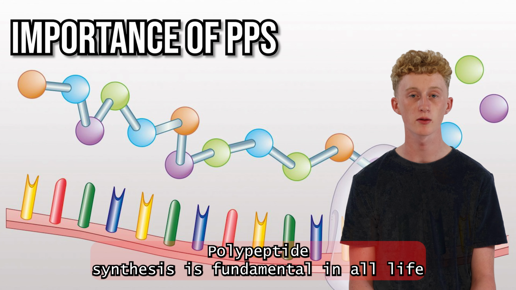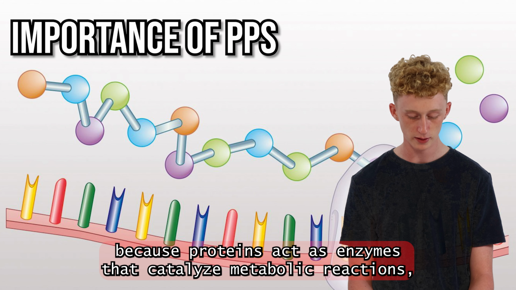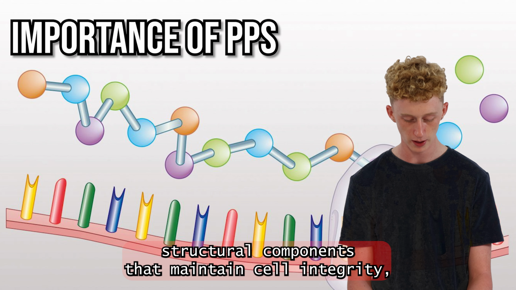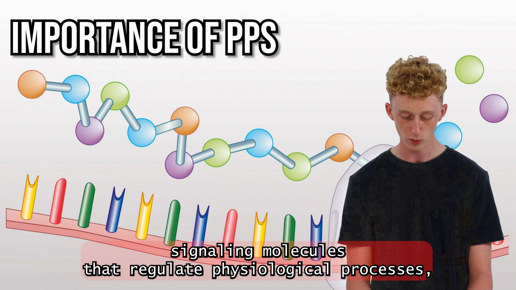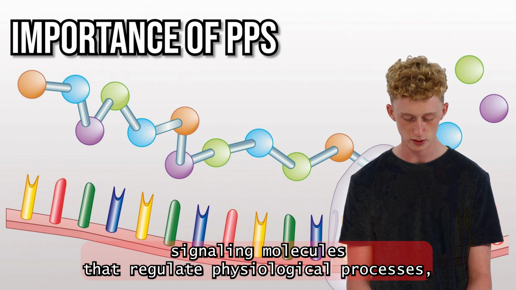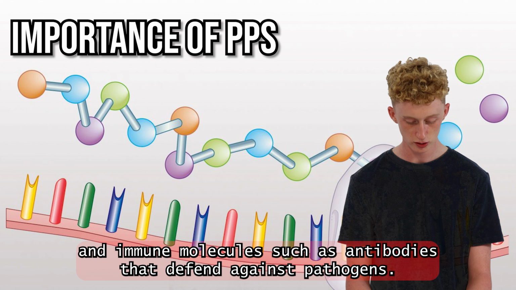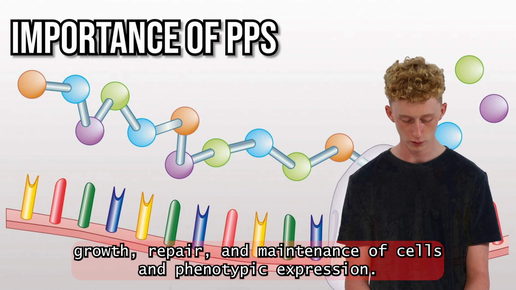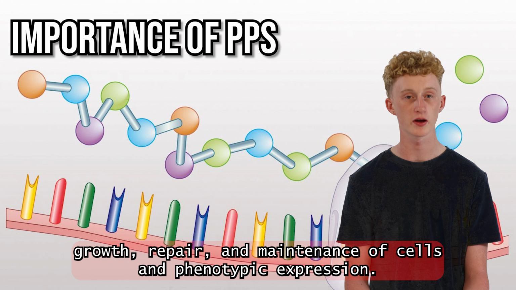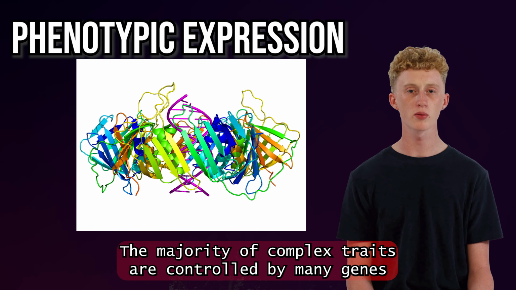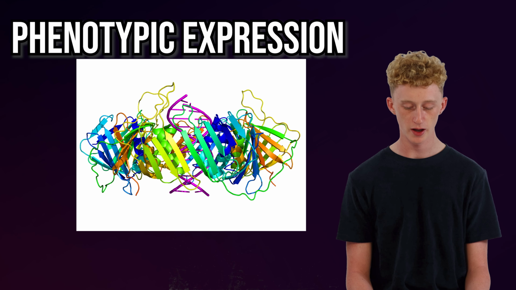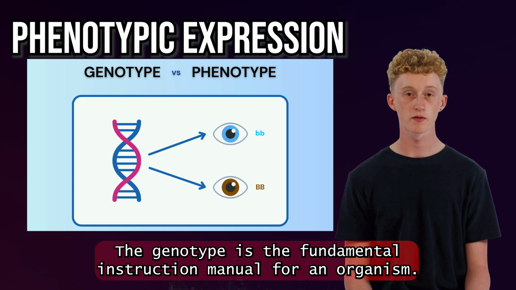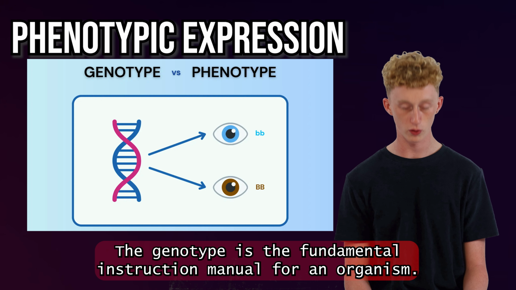Polypeptide synthesis is fundamental in all life because proteins act as enzymes that catalyze metabolic reactions, structural components that maintain cell integrity, signaling molecules that regulate physiological processes, and immune molecules such as antibodies that defend against pathogens. It is responsible for overall growth, repair, maintenance of cells, and phenotypic expression. The majority of complex traits are controlled by many genes, each contributing a small amount to the final phenotype. The genotype is the fundamental instruction manual for an organism.